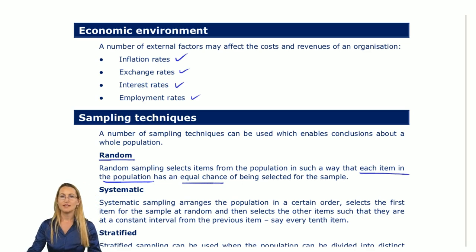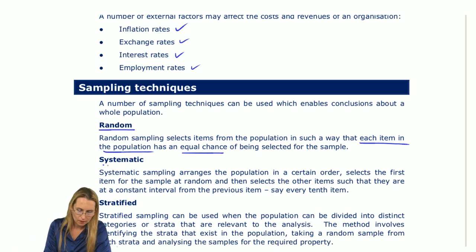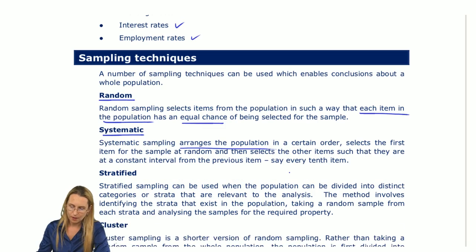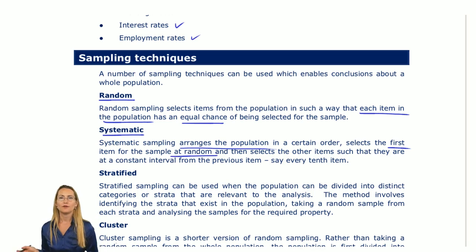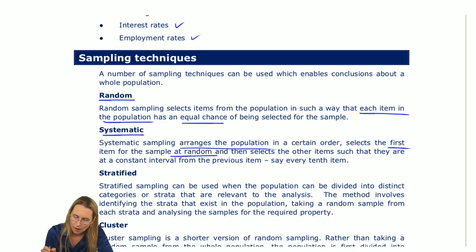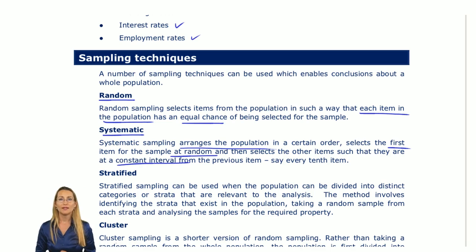Then you have systematic. This is where the population is arranged in some order, and then you select the first item at random, and all others are selected at some particular interval. Let's say every fifth item or every fifth unit. So then you use a constant interval. So make sure you can differentiate the different types of sampling.